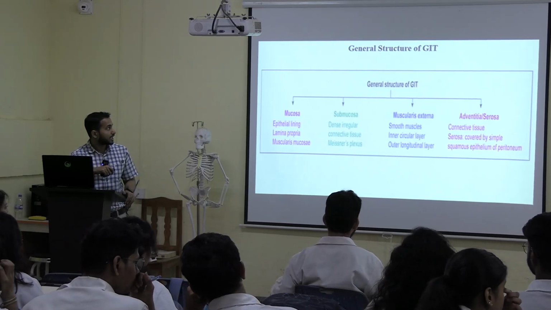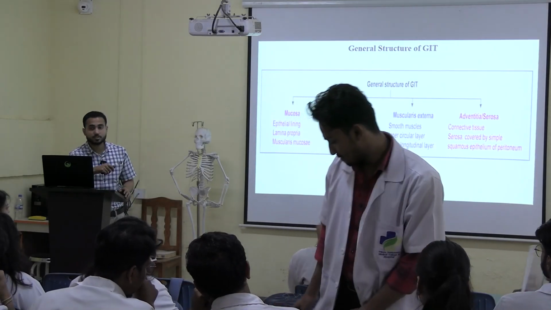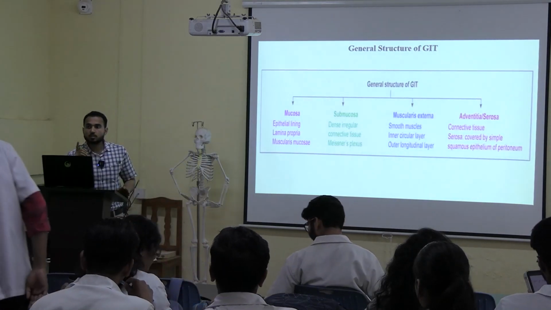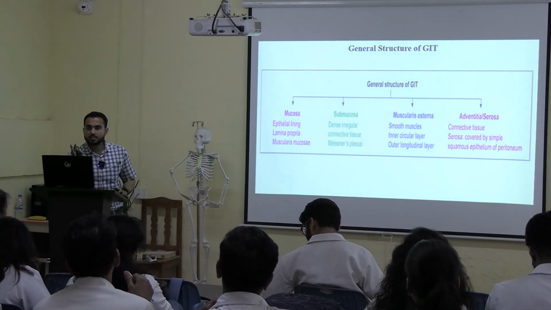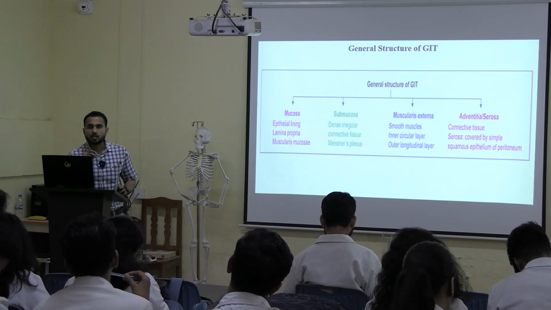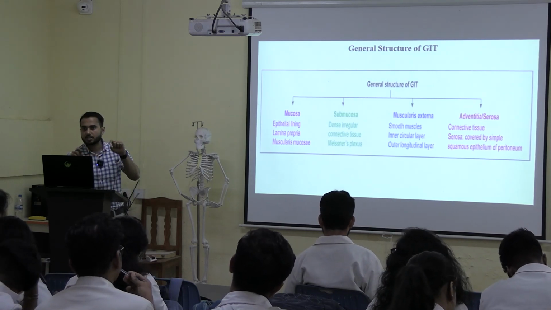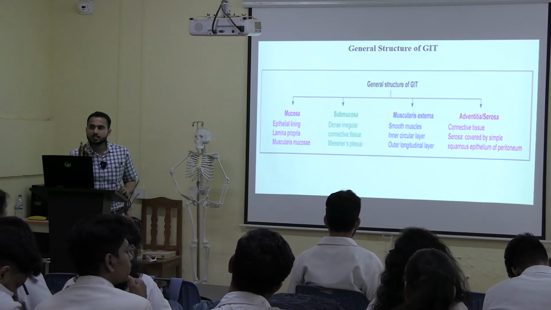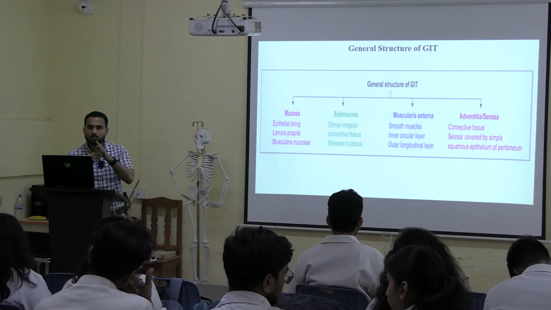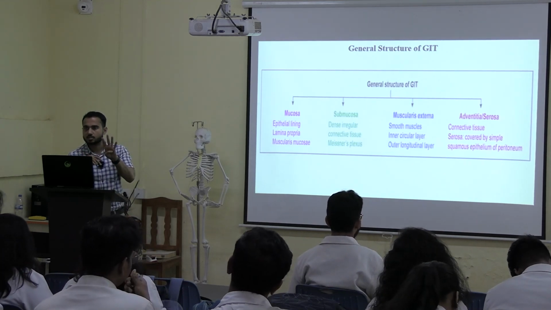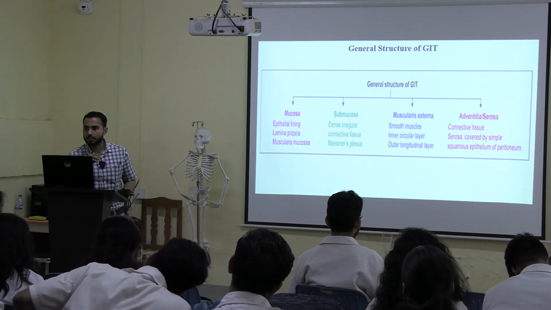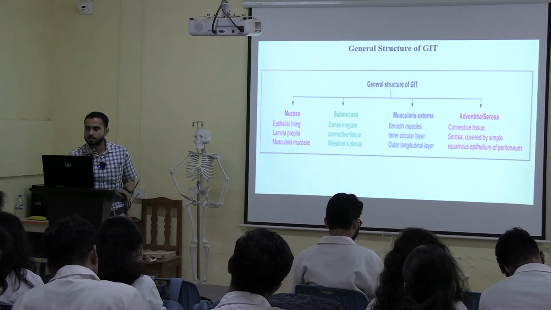Okay, so today we will start with the general structure of GIT. That means histology of GIT. You know from where to where the GIT is extending, right? And we know that GIT is a tubular structure. If you see the structure, it has 4 basic layers. In the entire GIT, those 4 basic layers are common. Everywhere you will get those 4 basic layers.